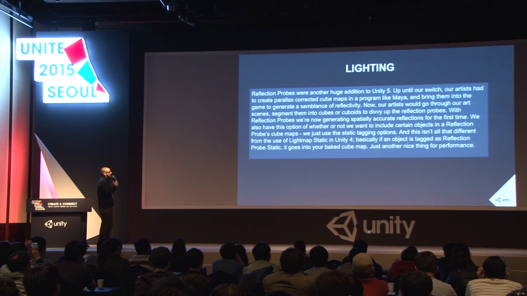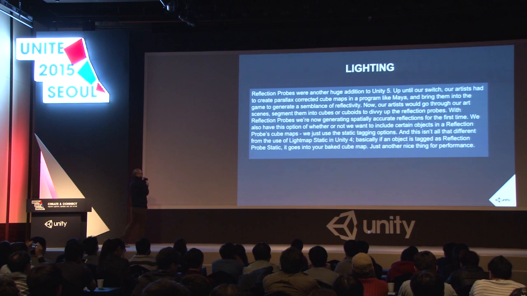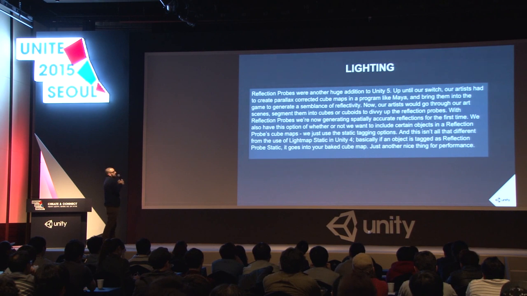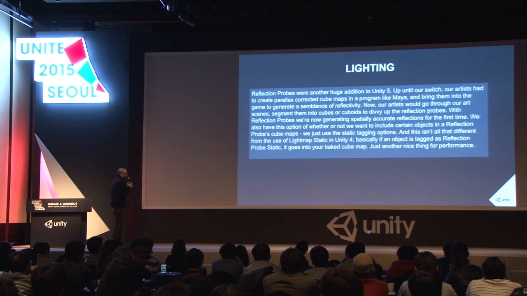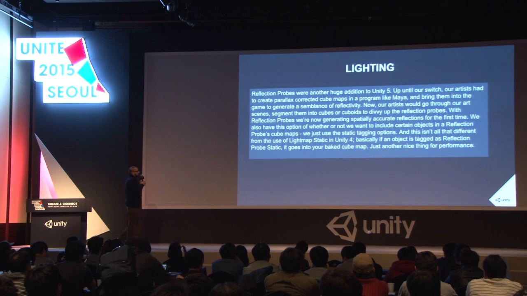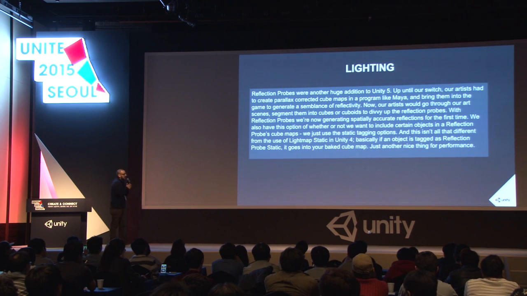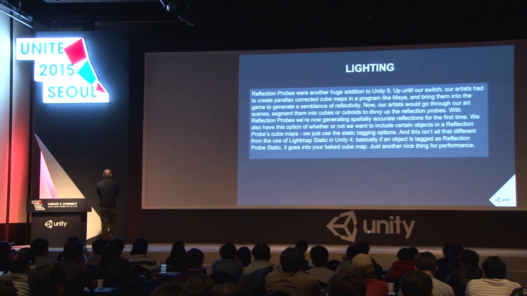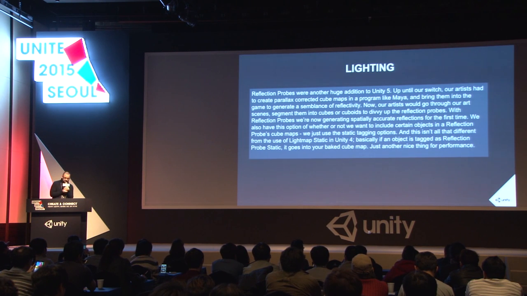With reflection probes, we're now generating spatially accurate reflections for the first time. We also have this option of whether or not we want to include certain objects in our reflection probe's cube map, and we just use the static tagging options. Now, if you're familiar with Unity 4, there's a light map static, and this is pretty similar. Basically, if you have an object that is marked as reflection probe static, it goes into your baked cube map, which helps you with performance. Again, apologies for how technical some of this language gets.